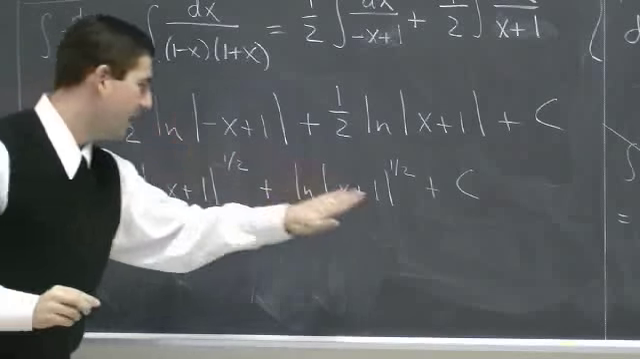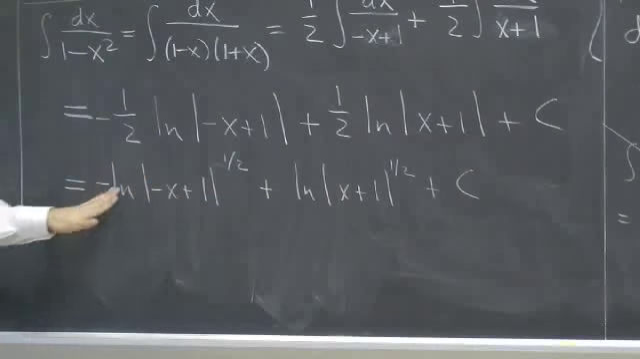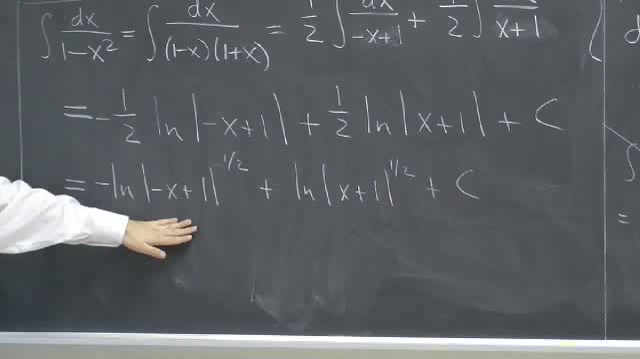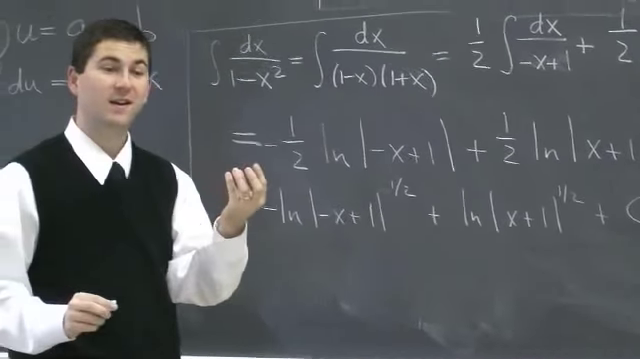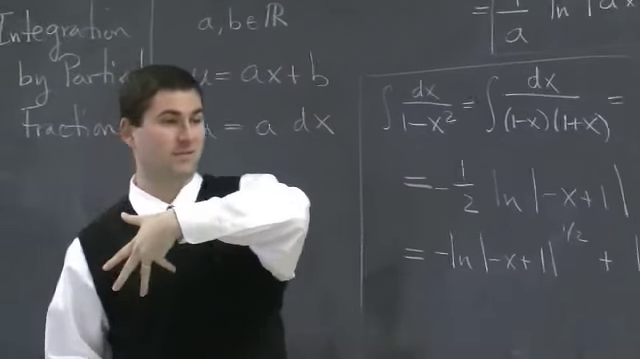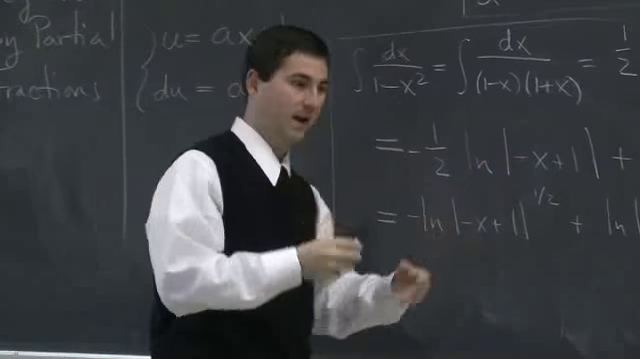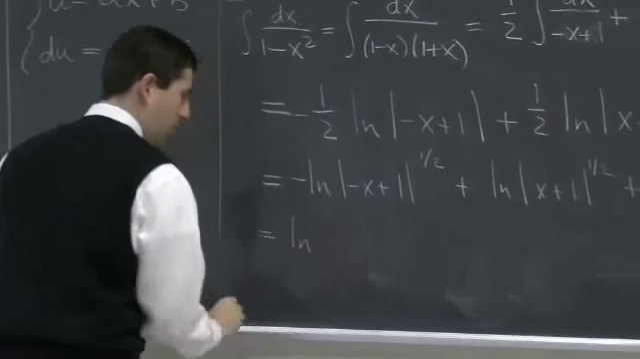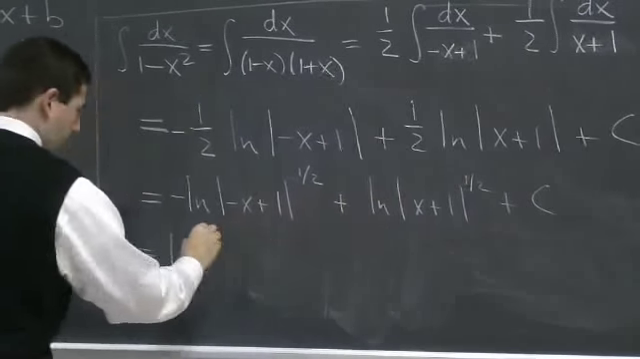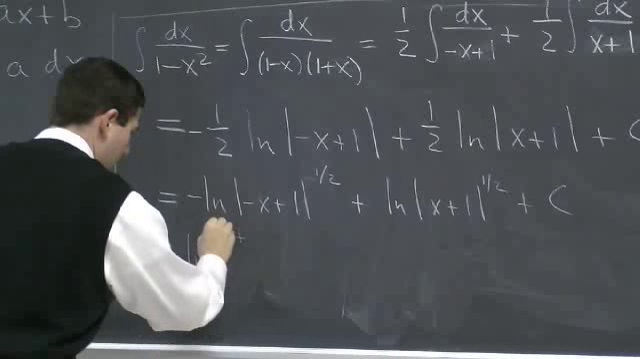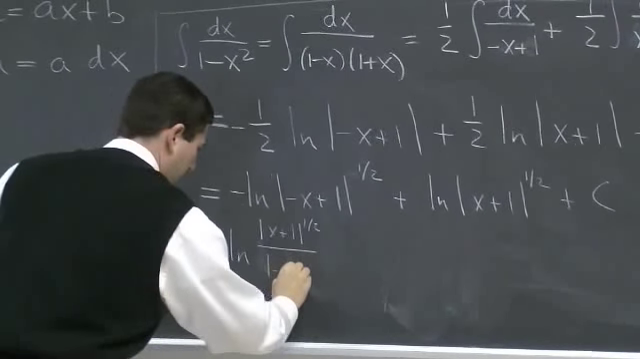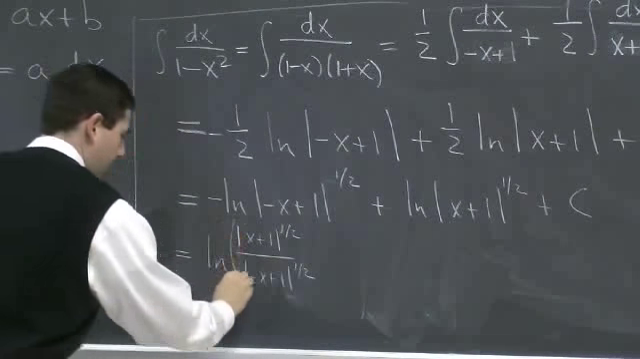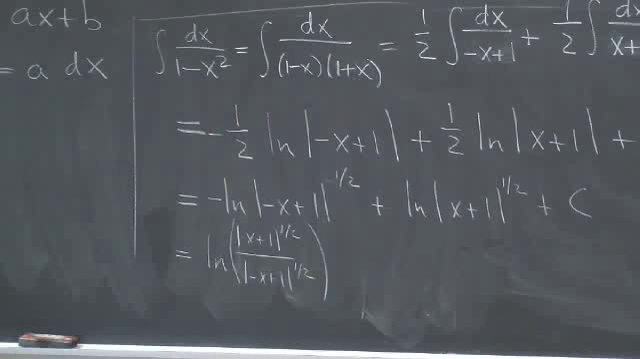Now here I have ln of something minus ln of something. And what can you do if you have natural log minus natural log? You can make it into a quotient. Logs turn division into subtraction, and vice versa, take subtraction and turn it back into division. So this is equal to the natural log of x plus 1 to the 1/2, divided by minus x plus 1 to the 1/2. Let me get some parentheses around here.